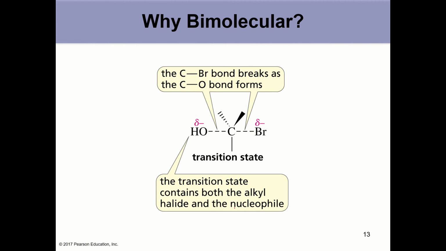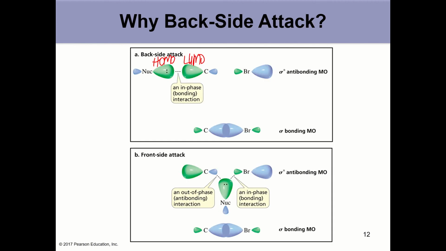Why bimolecular? So these are just interesting facts, okay? We're not asking you to memorize why this happens. What I want you to memorize is that there is a backside attack and that it causes inversion of configuration between product and reactant. So if you have a reactant that is R, the product will be S, and if you have a reactant that is S, the product will be R.